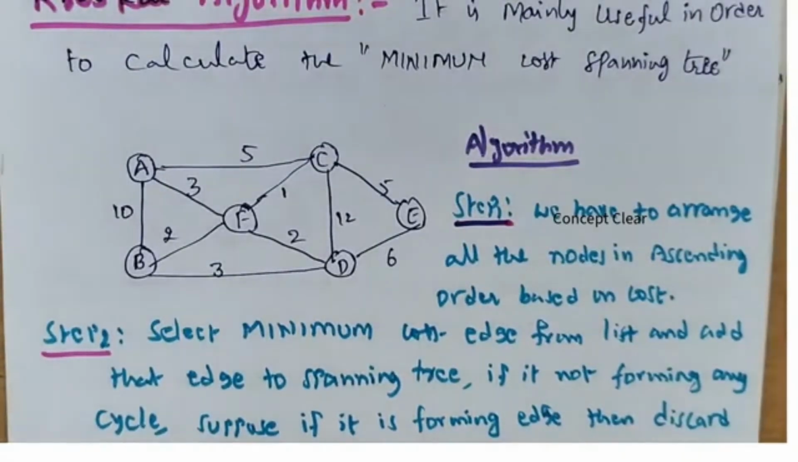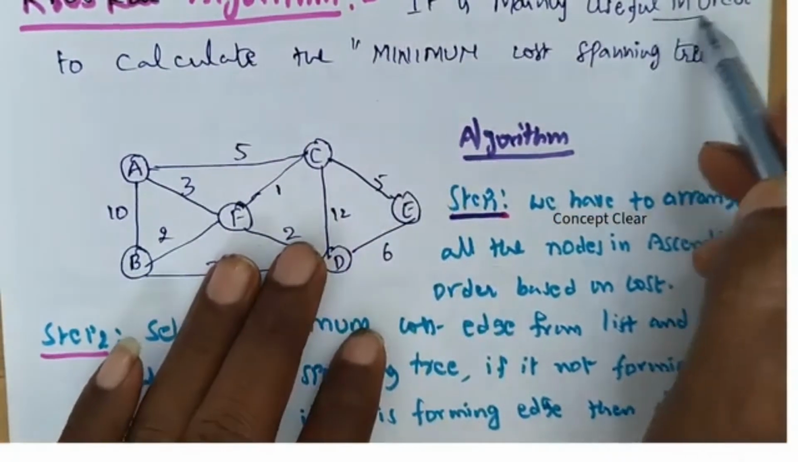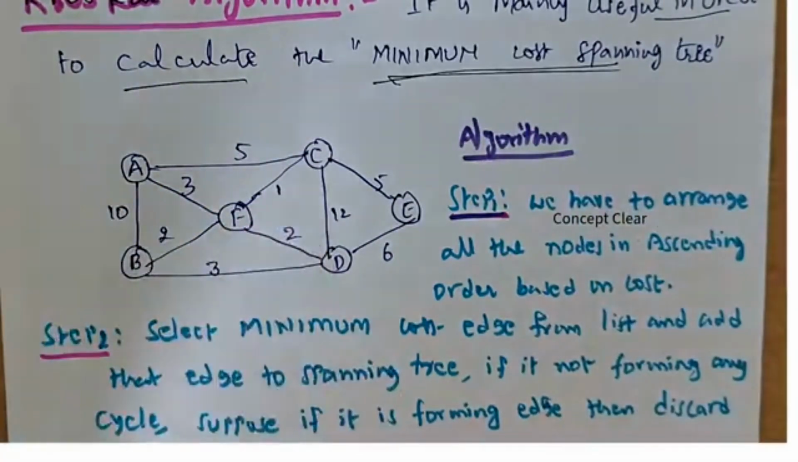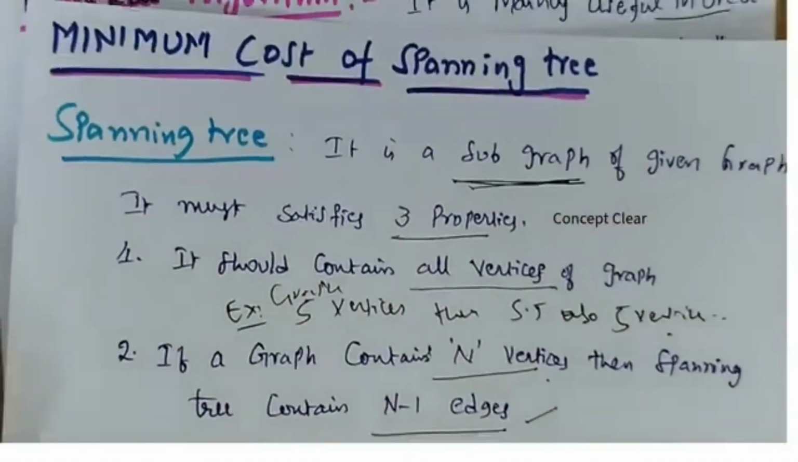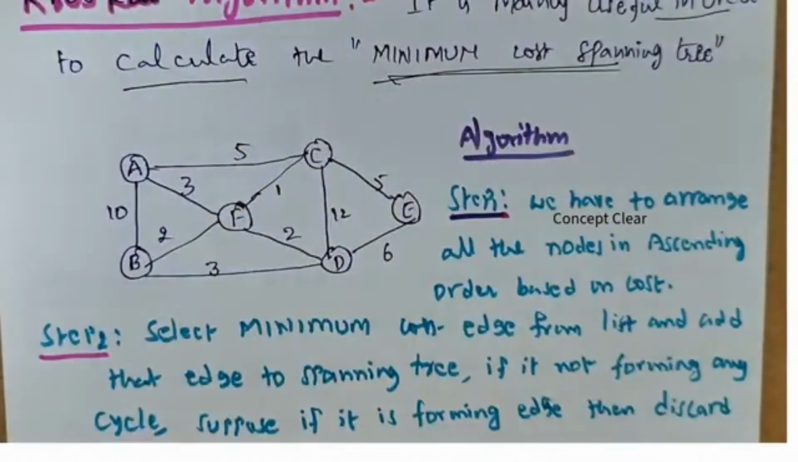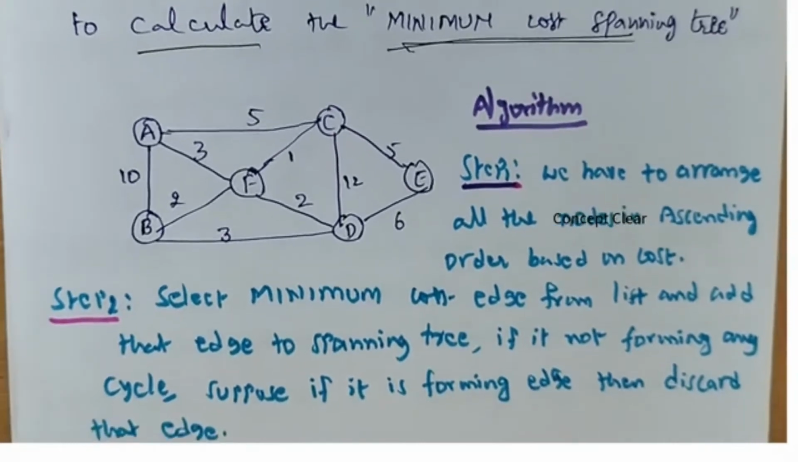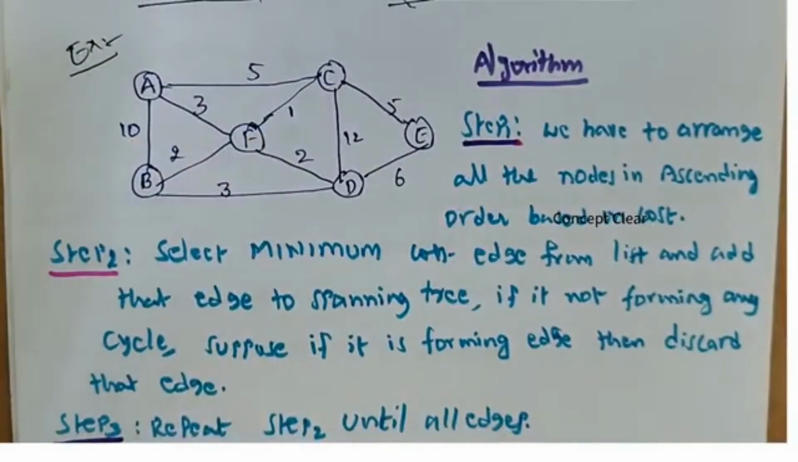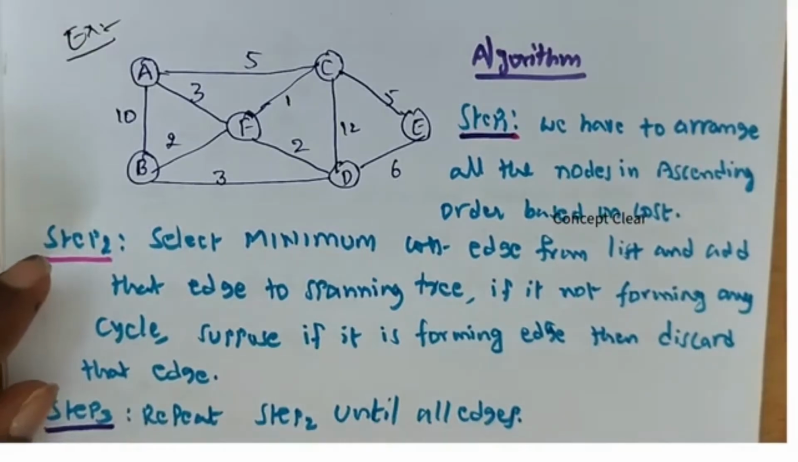Coming to Kruskal's algorithm. What is the meaning of Kruskal's algorithm? It is mainly used to calculate the minimum cost spanning tree. For example, we have to take a graph. This is the graph. Here the graph contains 6 vertices: A, B, C, D, E, F.